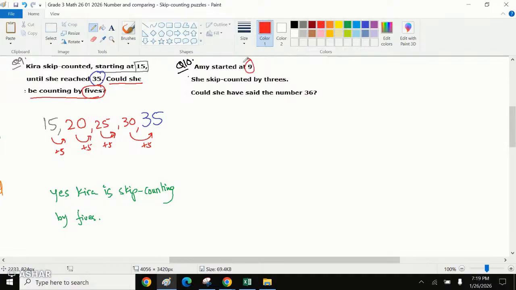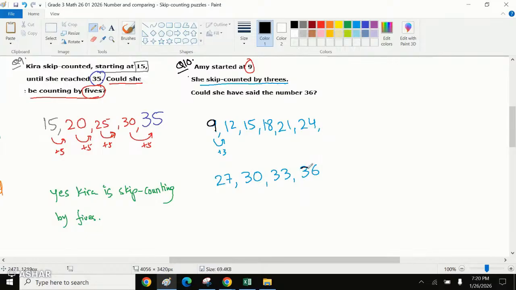Amy begins at 9. She skip counts by threes. That means 9 plus 3 would be 12. 12 plus 3 is 15. 15 plus 3 is 18. 18 plus 3 is 21. 21 plus 3 is 24. 24 plus 3 is 27. 27 plus 3 is 30. 30 plus 3 is 33. And 33 plus 3 is 36. So she begins at 9. She ends at 36. Could she have said the number 36? Yes, right?